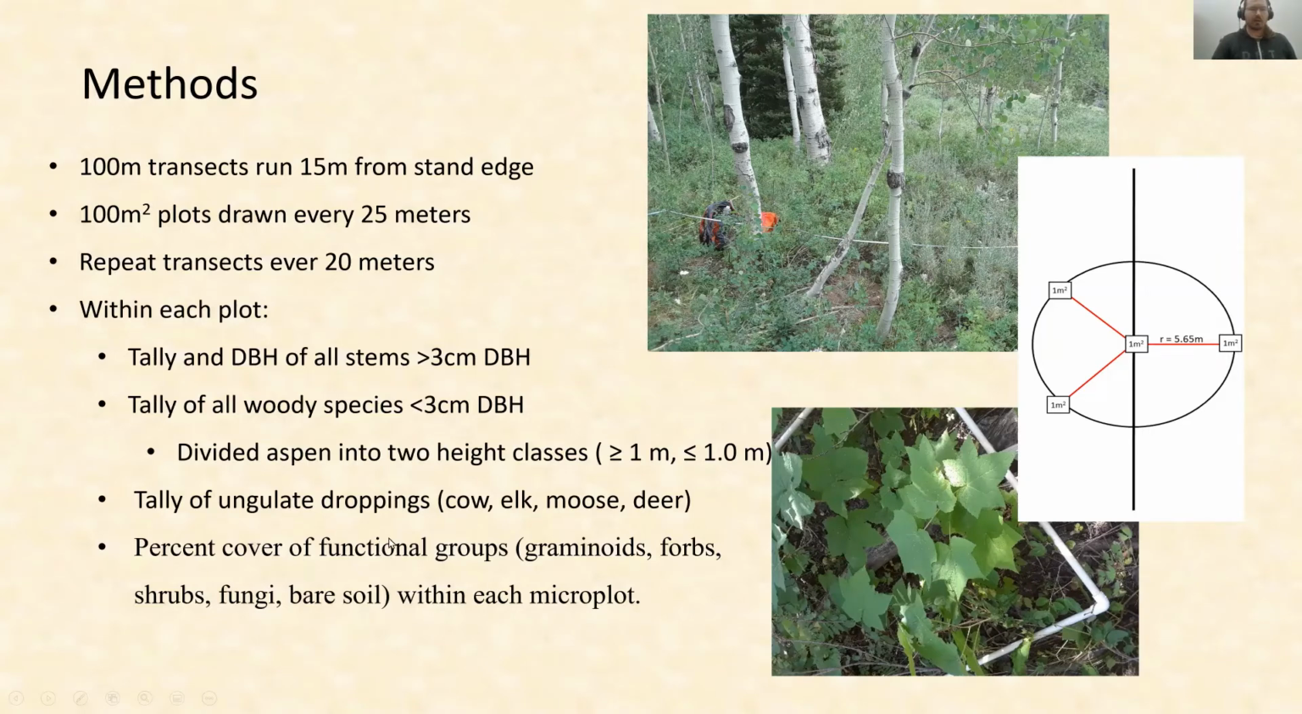We counted ungulate droppings, binned them all together as one set with cow, elk, moose, and deer, and used that as a proxy for relative browsing pressure. And then last, we looked at the actual ground cover layer of functional groups: graminoids, forbs, shrubs, fungi, and bryophytes, and then bare soil, within these little microplots that we averaged for each plot.